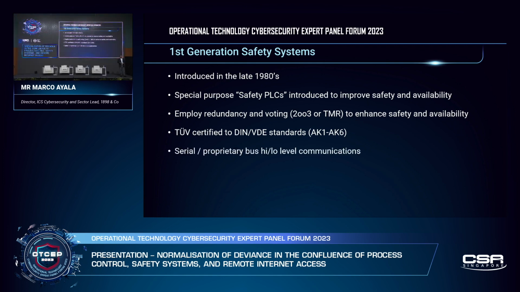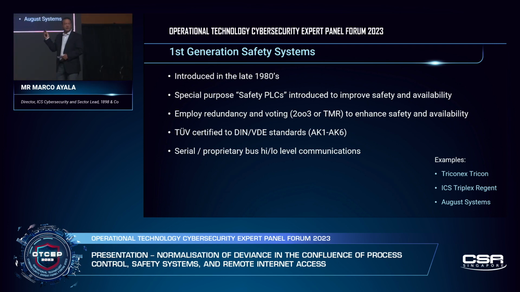Serial protocol was key factor there. High-level, low-level networks were used. A lot of it was even twin-ax, coaxial type networks. And the typical systems that we saw back in the day were Triconics and ICS Triplex, and even the August systems. Those probably ring a bell to you, but some of them are no longer in business.